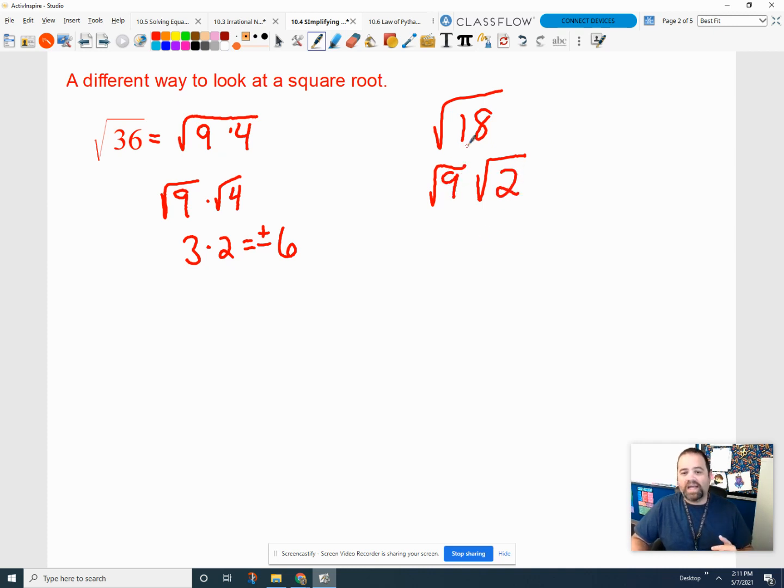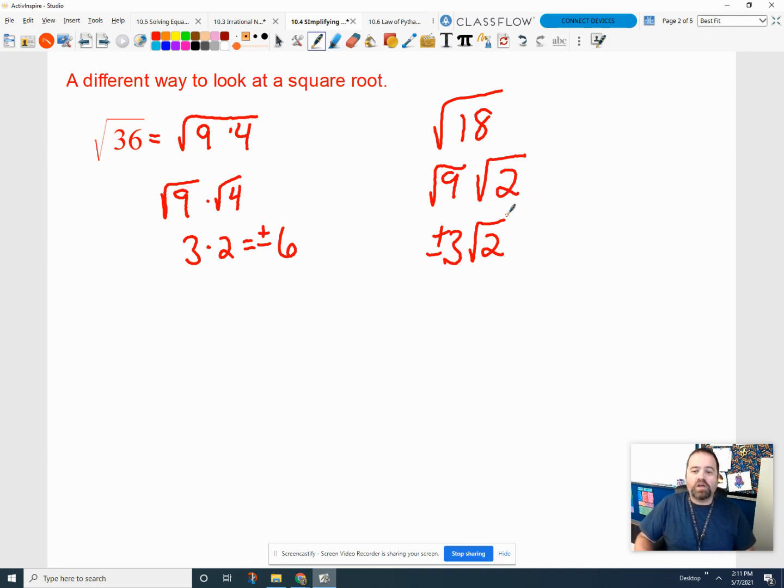When I do that, the 9, I can actually simplify because it's a perfect square. It's positive and negative 3. And then the square root of 2 just tags along as part of the answer. So the square root of 18, when I simplify it, is positive and negative, don't forget your positive and negatives, 3 square root of 2.